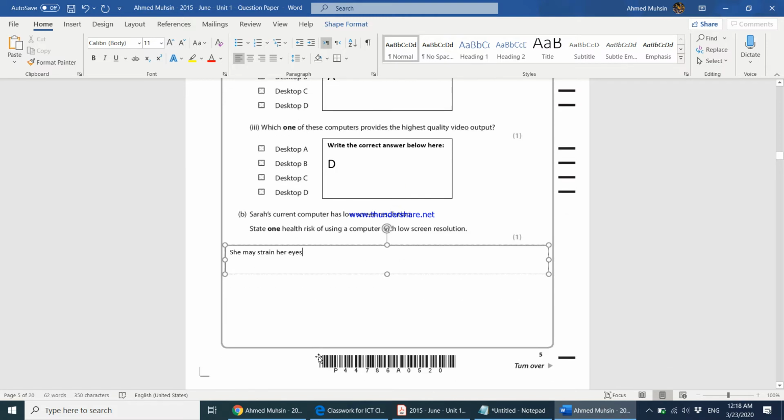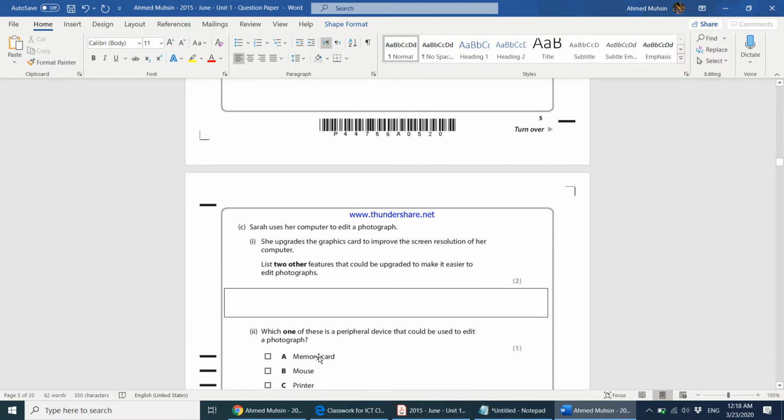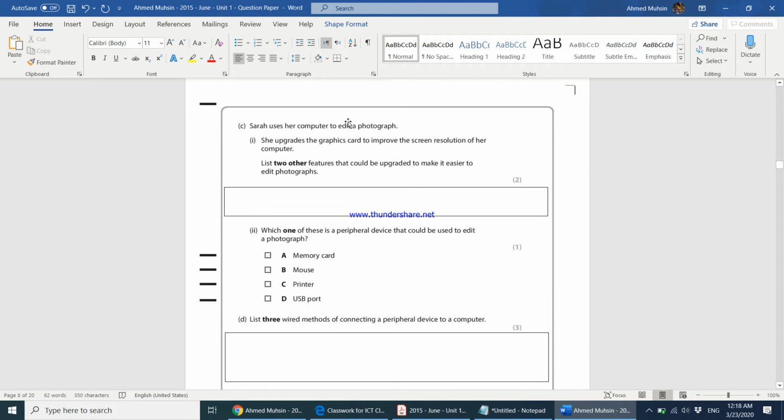Moving on to the next question. Sarah uses her computer to edit a photograph. She upgrades the graphics card to improve the screen resolution of her computer. List two other features that could be upgraded to make it easier to edit photographs. So she has already done one thing. She has upgraded her graphics card. She has put in a better graphics card, so that will improve the screen resolution. So they're asking us for two other features that could be upgraded inside the computer to make it easier to edit photographs.